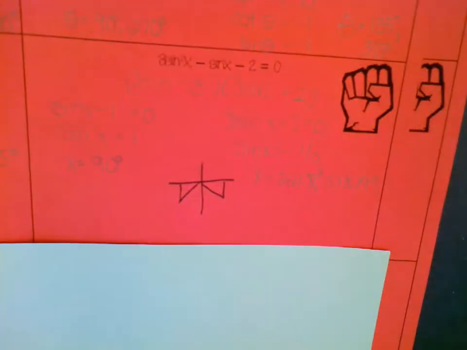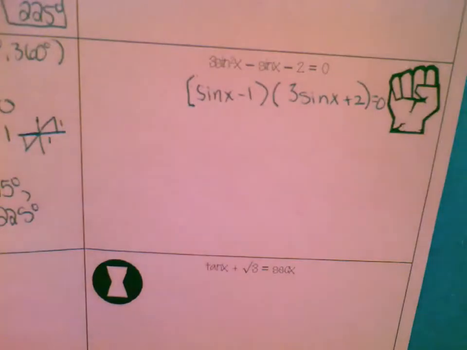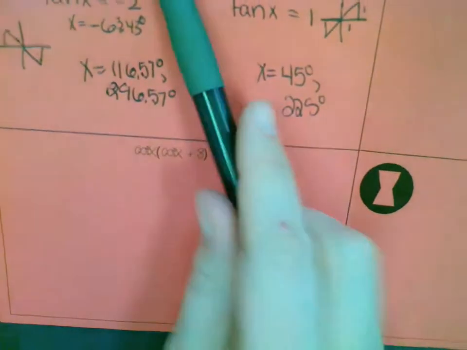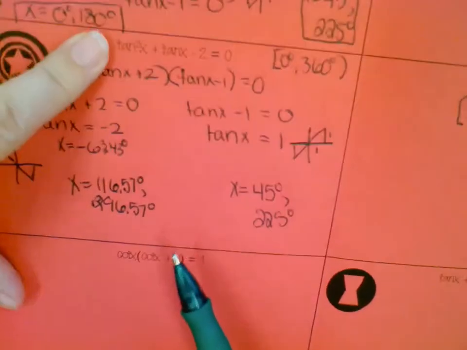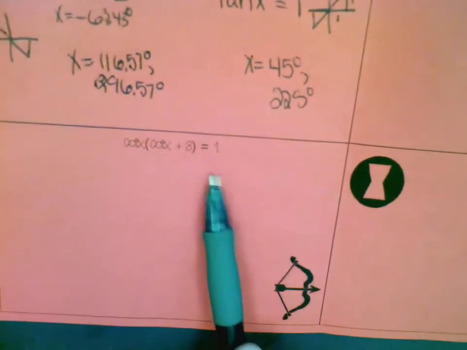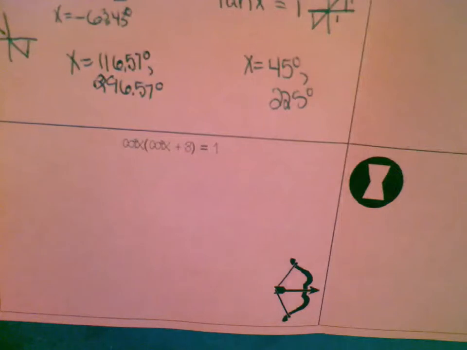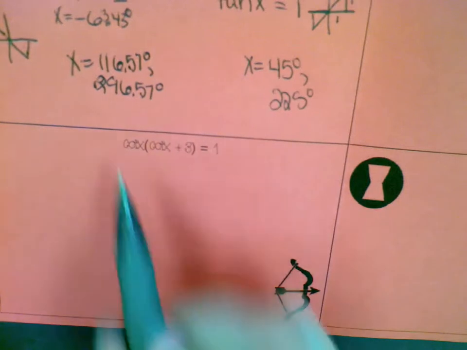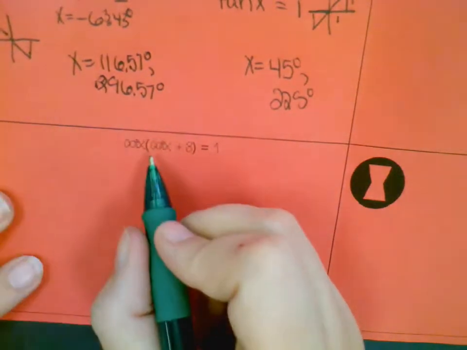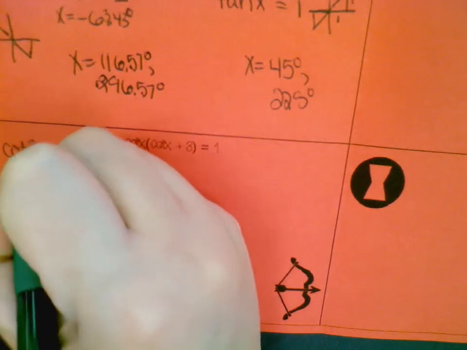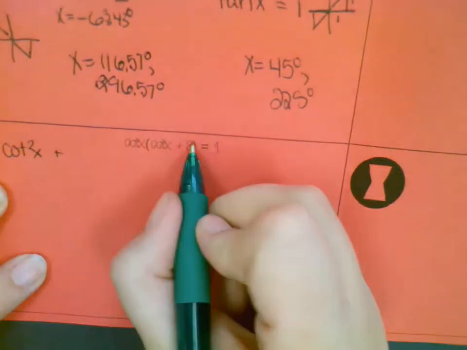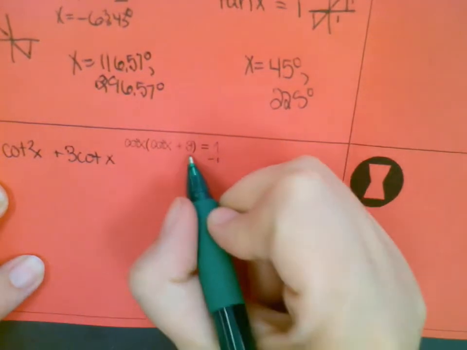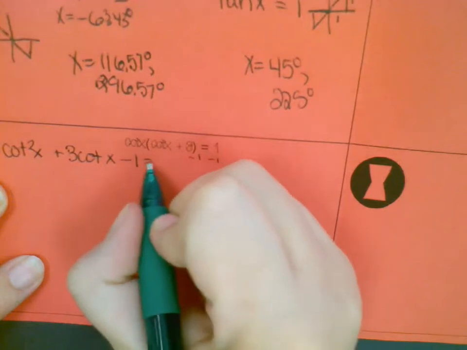Okay, so let's take a look at the bottom ones. These are a little bit more complicated again. They're not already in the form like the last two were where you could factor it straight away. So we have to do some extra work here. So first I would distribute and then move everything over to the other side. So cotangent times cotangent would be cotangent squared. Cotangent times 3 would be 3 cotangent. And then I'm going to subtract the 1 to the other side, so we would have minus 1.